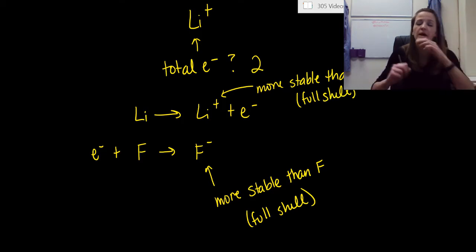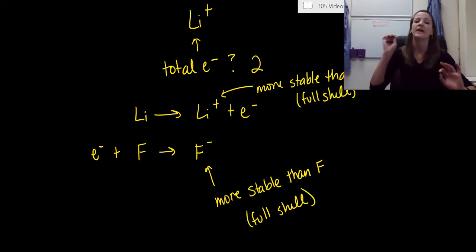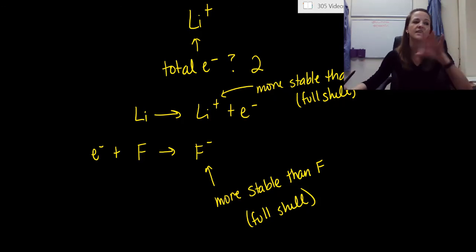Okay, so if you can somehow find a way to complete that octet rule by either adding or removing an electron, that is definitely the way to go.